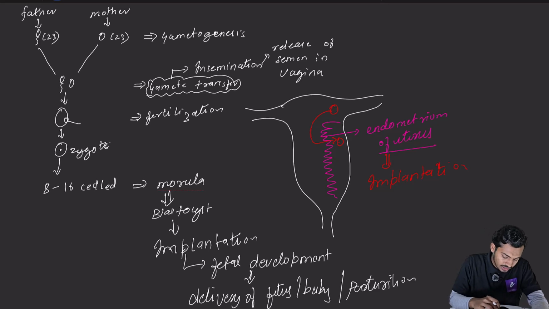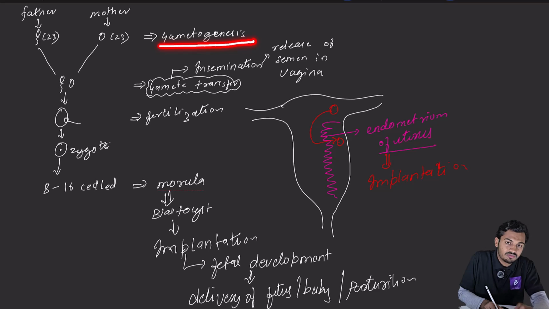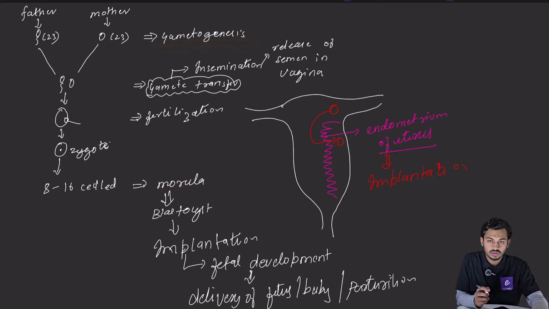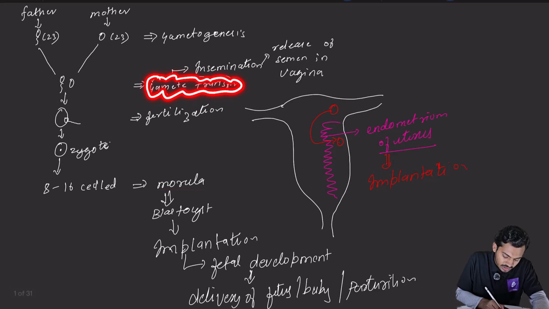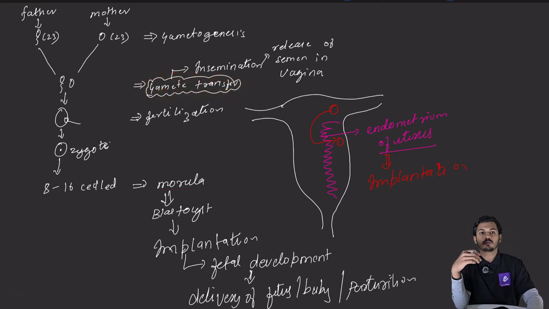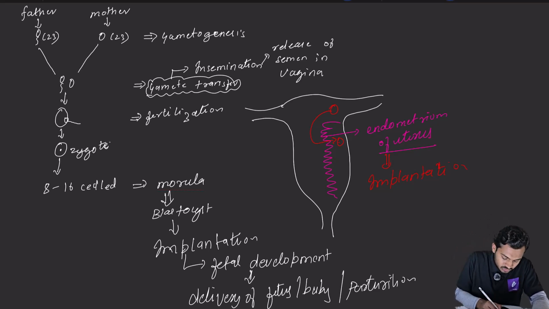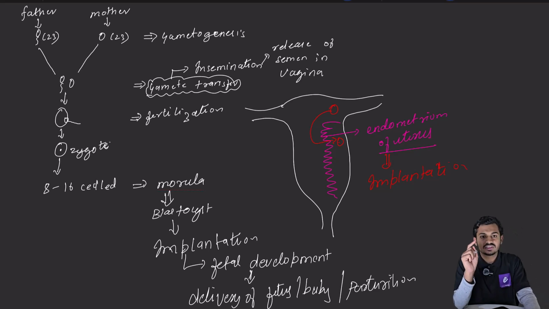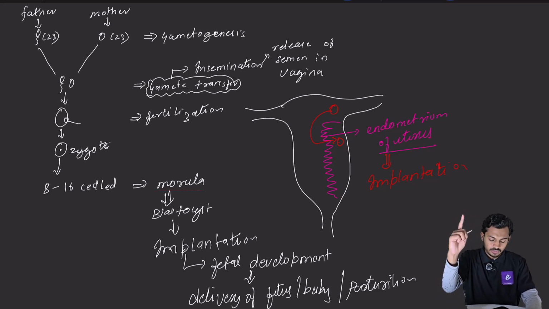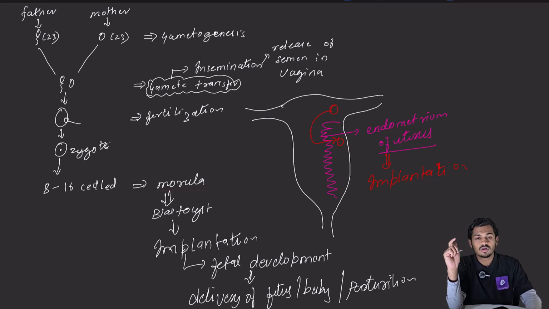ठीक है दोस्तों, तो पहला स्टेप क्या है दोस्तों? What is the first step? There is gametogenesis, where there is synthesis of male gamete and female gamete. Understood? Then the gametes will come close to each other. This is called as gamete transfer. Gamete transfer will happen by the help of an important step that is called as insemination, where the male will release the semen in the vagina and the sperms which are present in the semen will travel from vagina. They will go into cervix, they will go into uterus, they will go in fallopian tube where the ovum is waiting.